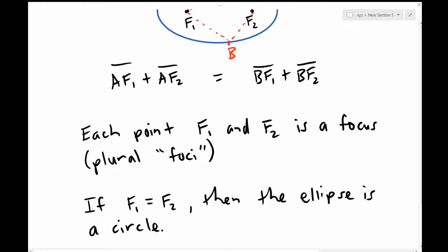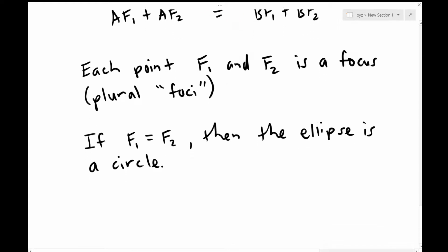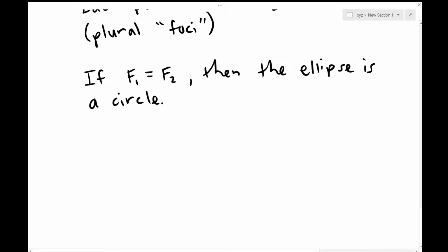And in fact, if F1 and F2 were the same point, then they would both lie on the center. So the center and both foci would be the same when you're talking about a circle. So a circle is just a special type of ellipse that has this property, that both of the foci are the same. And so we'll use the equations of circles to understand where equations of ellipses come from.